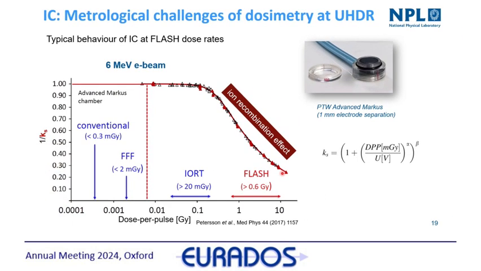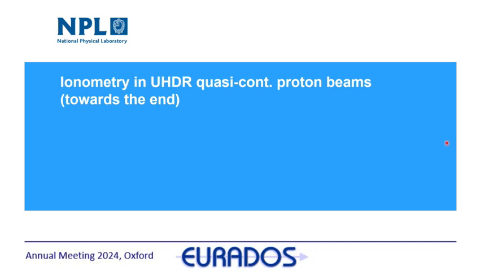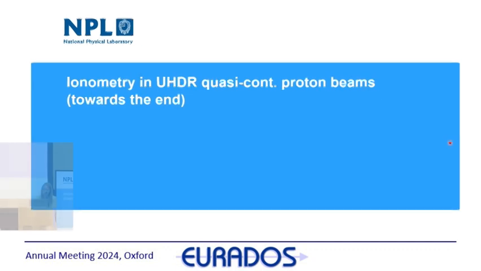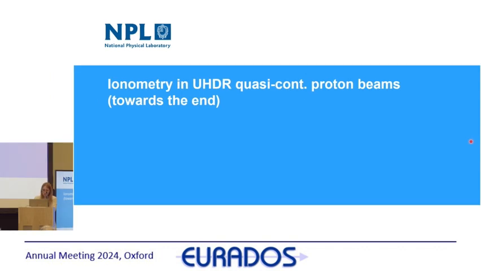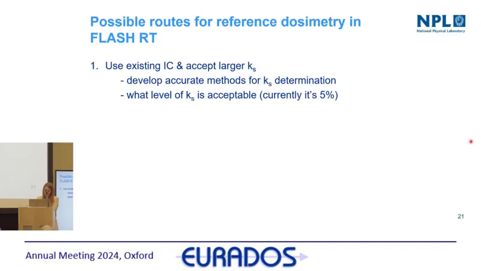Christopher was trying to suggest there may be some empirical way to correct for this behavior of the chamber, and he suggested that it's possible to use this logistic formula that is relying on the fitting of two parameters, alpha and beta. However, this is really not a physical representation of what is happening with the ionization chamber. Hence, it wouldn't be an ideal way to be used in a clinical configuration. I'll have a bit of extra work towards the end of the talk on ionometry in quasi-continuous proton beams, but if you can hold on with me for a moment.